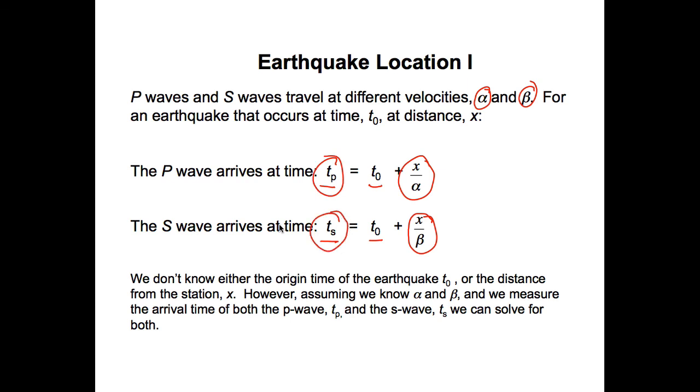So what we can measure is the arrival time of the P wave and the arrival time of the S wave. What we don't know, the things that we need to solve for, is the origin time of the earthquake. We don't know when the earthquake started, and we don't know how far away it is, distance x. So you can see these represent two equations and two unknowns. The two observations are T sub P and T sub S, and the two unknowns are the origin time and the distance.